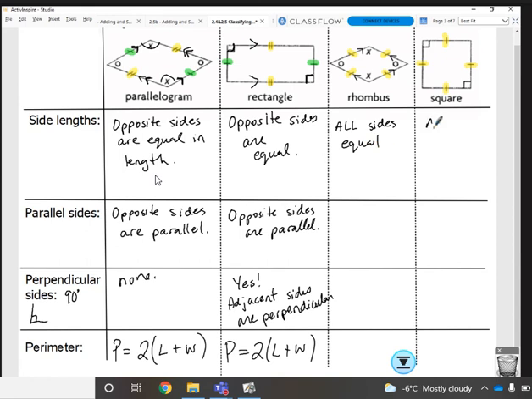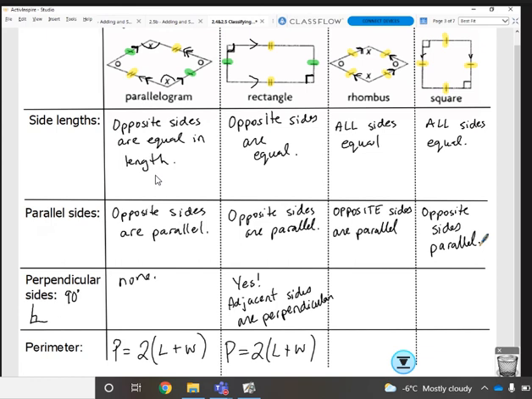And over here as well. Next, parallel sides. Oh yeah, check this out. It's got the arrows for us here. Opposite sides are parallel. And for a square, it's the same idea. The opposite sides are parallel. So again, so far, they have common characteristics.